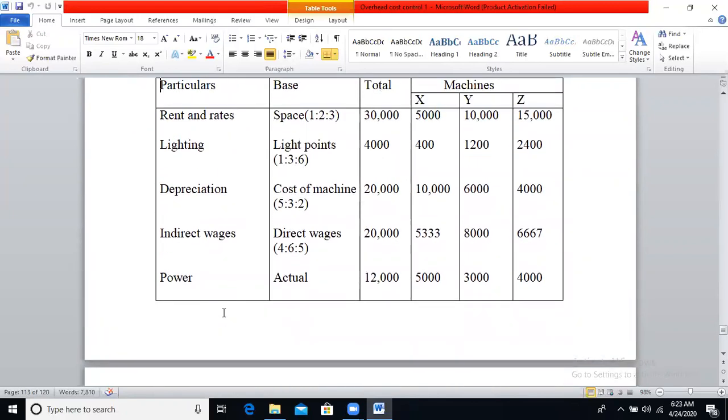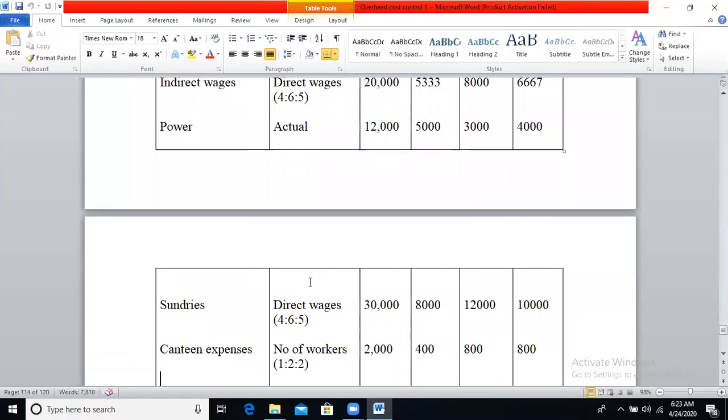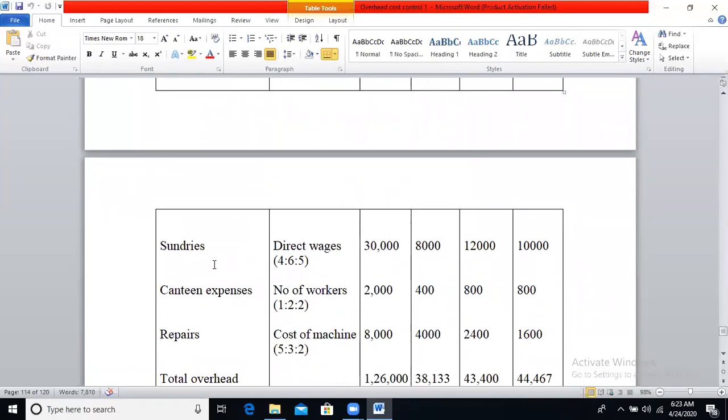And see the suitable basis for the overhead expenses. For rent and rates, we have identified space occupied as the basis. For lighting, they have given light points. Then for depreciation, cost of the machine will be the basis. For indirect wages, direct wages will be the basis. For power, we have considered actual values because they have mentioned actual values. For sundries, which means other miscellaneous expenses, direct wages will be the basis. For canteen expenses, number of workers will be the basis. For repairs, which is related to machine, cost of machine will be considered as the basis.